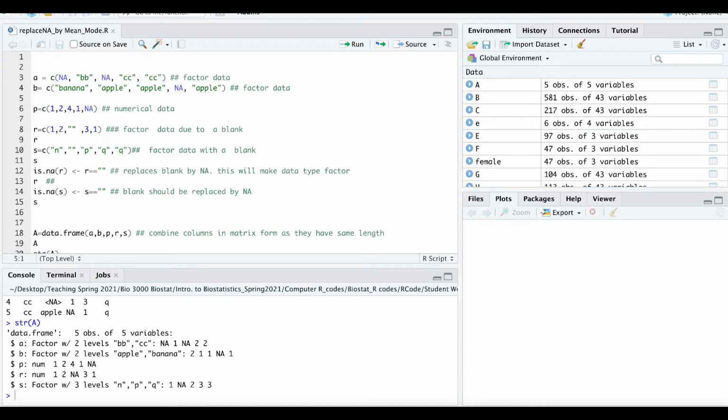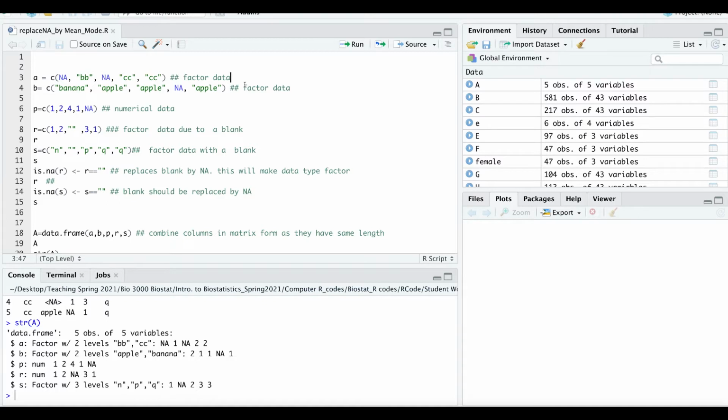Hi, in this short video tutorial, I'll talk about how to replace the not available data or missing data by the column mean or the column mode using R. I will consider three arrays, or three data sets, or three vectors. Some of them are categorical data, some of them are numerical data, some of them have NA values, and some of them have just nothing, just blank data.